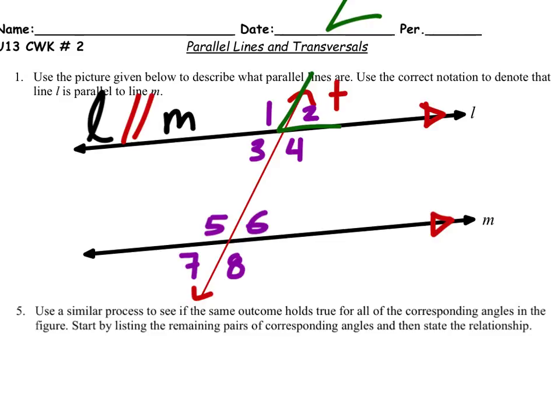Use a similar process to see if the same outcome holds true for all the corresponding angles in the figure. Start by listing the remaining pairs of corresponding angles and then state the relationship. That sounds great. Alright, so we can see angle 1 and angle 5 are corresponding. Let's see if we can translate these. Alright, so if I took angle 1 and I slid it down the slide right here, we can see that it is also like angle 5, so that's correct.